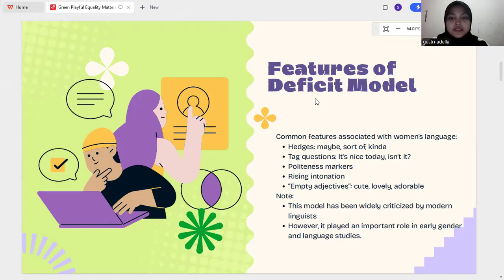For the note, this model has been widely criticized by modern linguists. However, it played an important role in early gender and language studies.